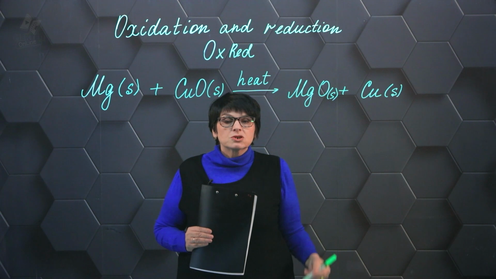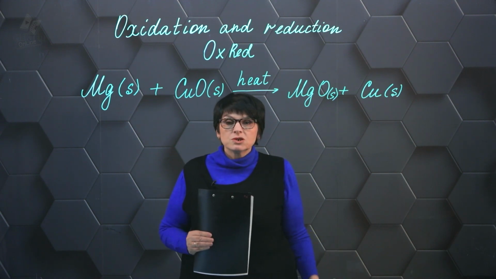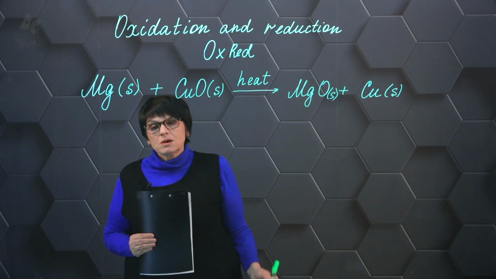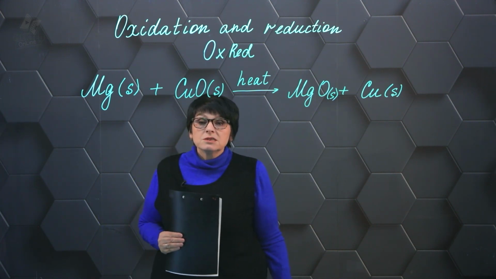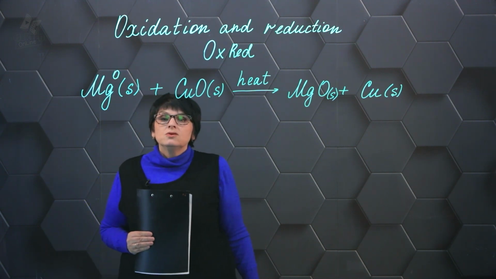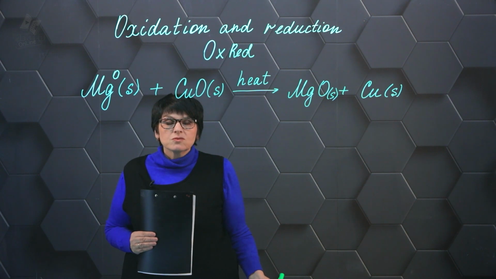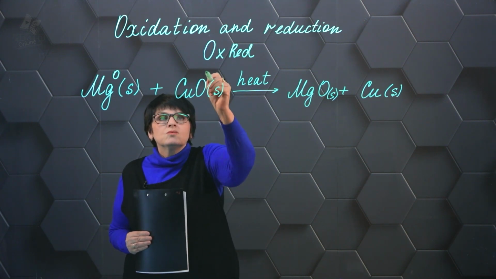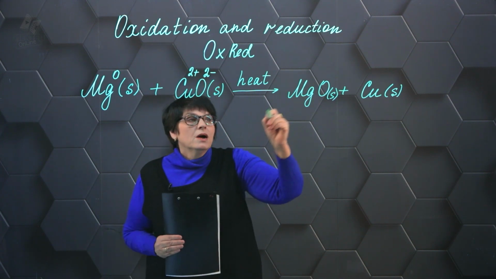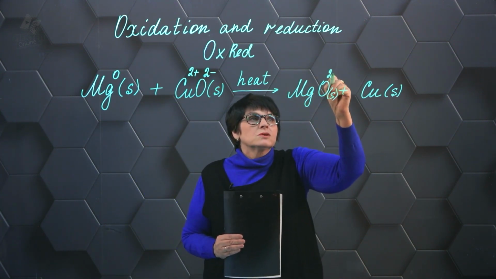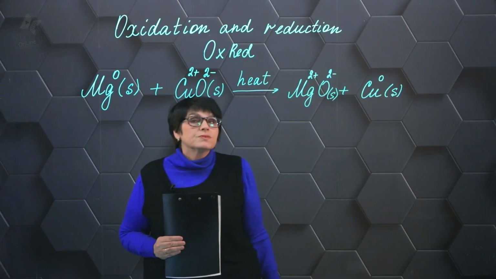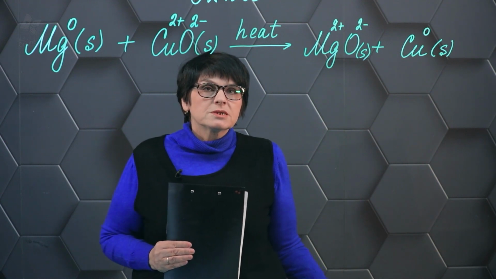So, let us understand what kind of processes occur in this case, what they will be called. In order for us to figure out what exactly is going on, we need to put the oxidation degree charges. So magnesium has an oxidation charge of 0 because it's a simple substance, an element. In copper oxide, we have oxygen with 2 minuses, copper 2 pluses. In magnesium oxide, oxygen has 2 minuses, magnesium has 2 pluses, while copper will have a charge of 0.